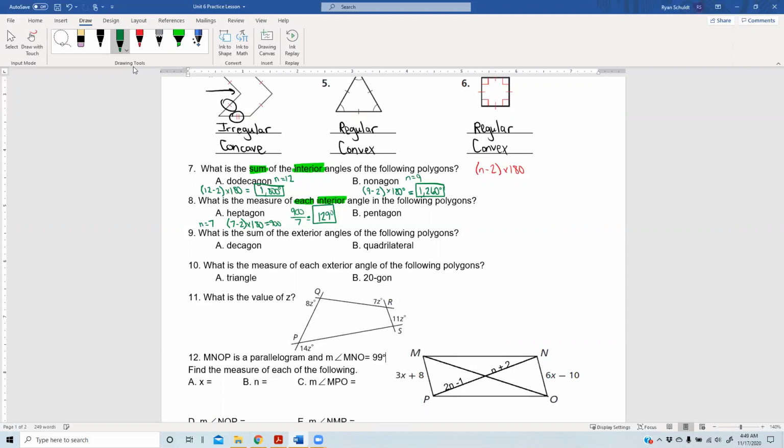Then we have a pentagon. A pentagon has 5 sides. So we've got to do 5 minus 2 times 180. So that will get me 540. But that's not enough. Then I've got to do 540 divided by 5 to get 108 degrees.